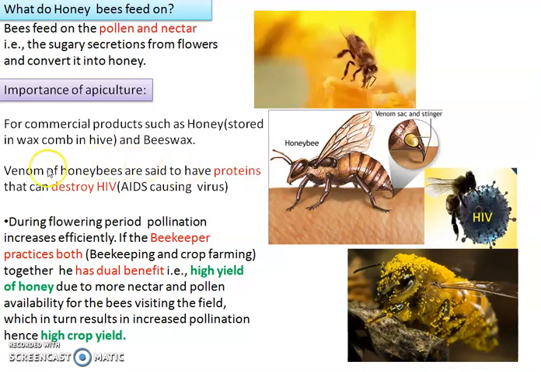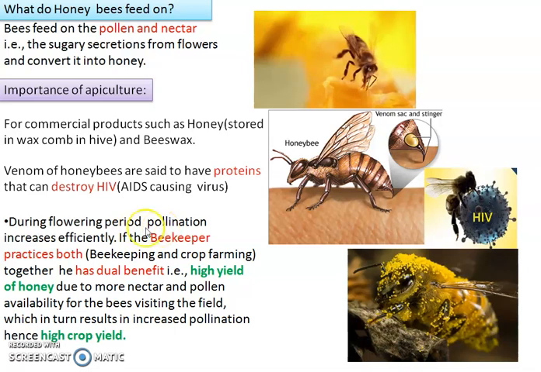Researchers are working on that and they have come to some results, like proteins found in this venom sac, in the venom, can destroy HIV, the AIDS causing virus. So this is just a suggestive, symbolic picture, it's not like a honeybee sitting on the HIV virus. It's symbolic that the proteins in it have the potential to destroy the HIV.